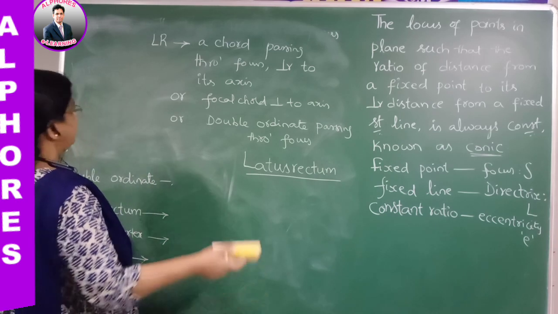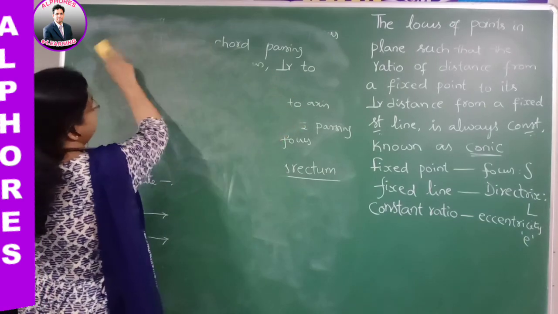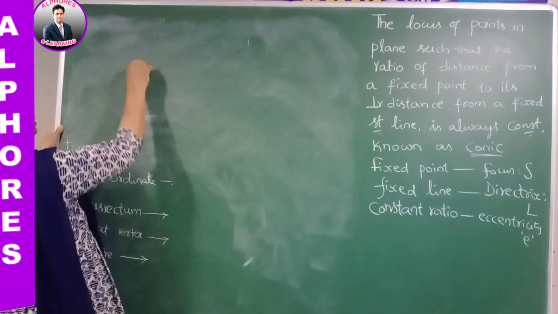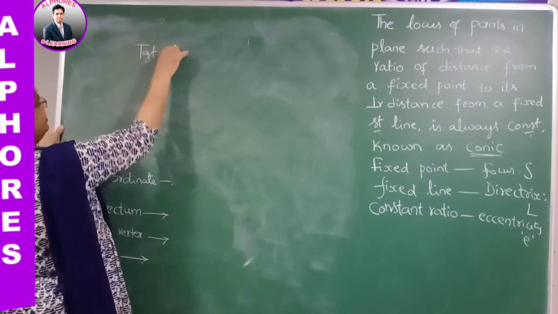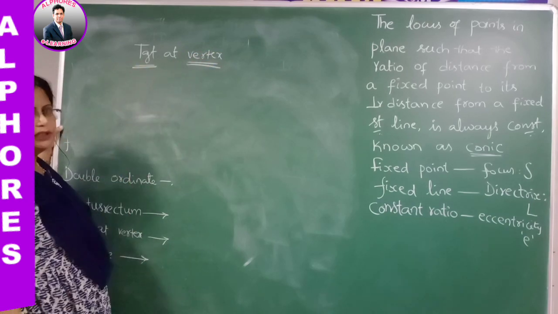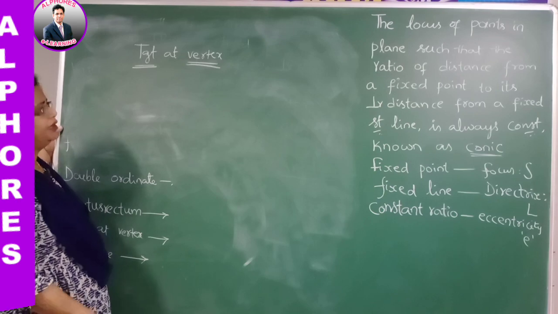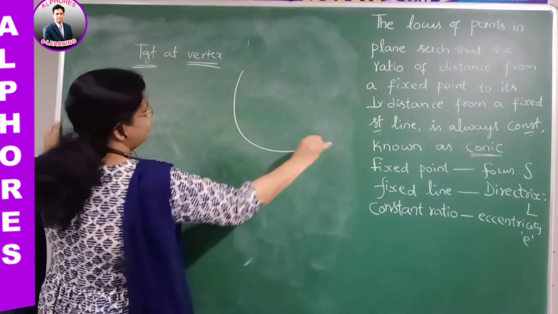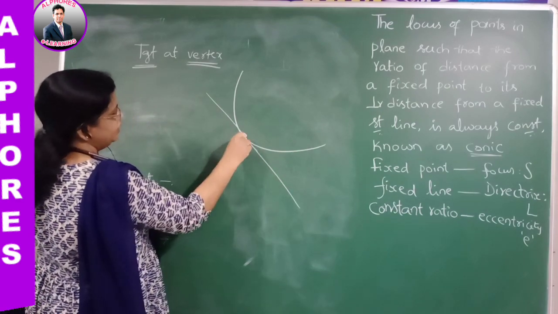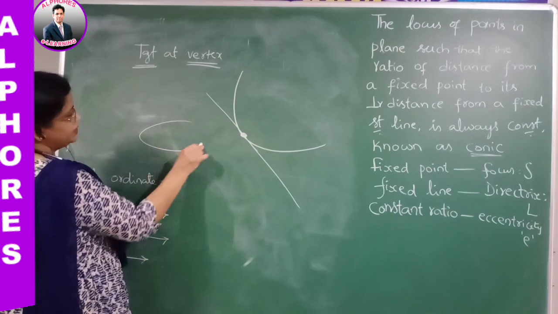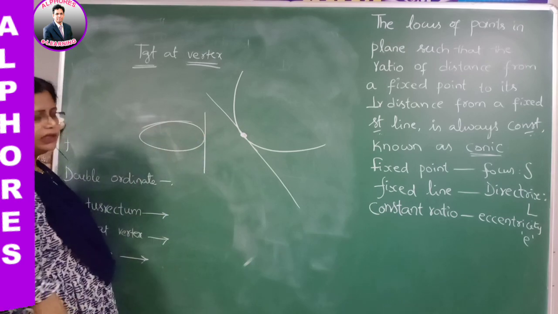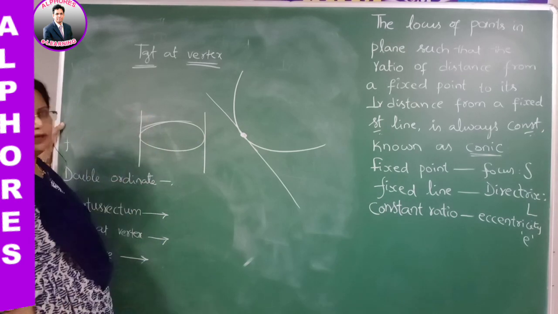And next is the tangent at the vertex. The other definition you have to write is the tangent at the vertex. Every meaning is in the word itself. Whatever tangent you draw at the vertex is the tangent at the vertex. Nothing is new here. Suppose this is the conic, and this tangent is exactly at the vertex. If you take this as the conic and this as one vertex, this is one tangent at the vertex, and this is another tangent at the vertex.